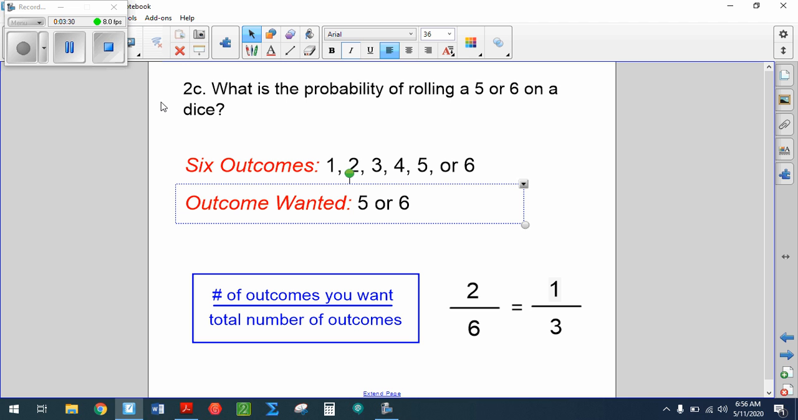That's how you do super basic probability. Number of outcomes you want over the total number of outcomes.